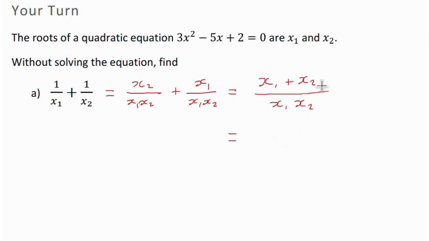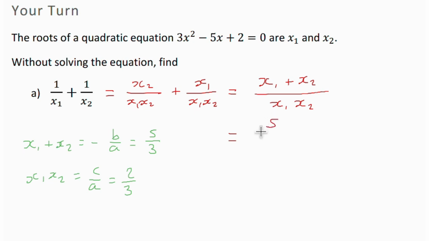Hopefully you recognize that the numerator of the fraction is the sum of the roots and the denominator is the product of the roots. And we know for any quadratic equation, x1 + x2, the sum of the roots, is equal to −b over a, which in this case is going to be 5/3. And the product of the roots is equal to c over a, which in this case is going to be 2/3.